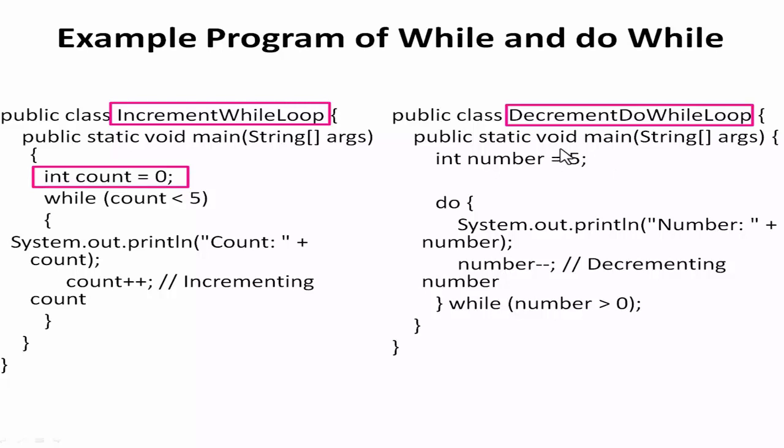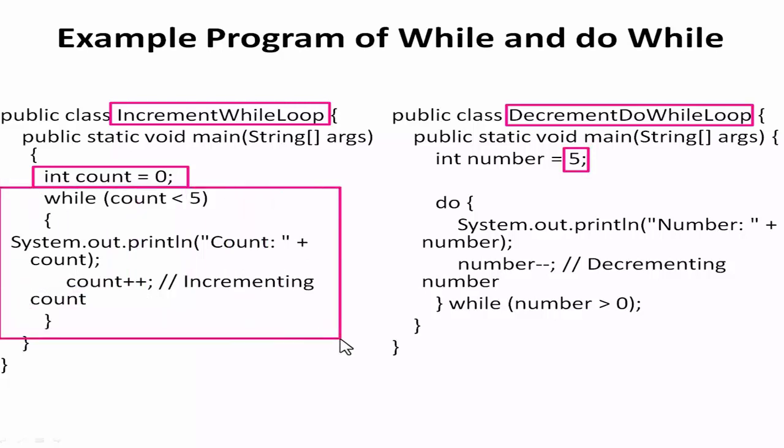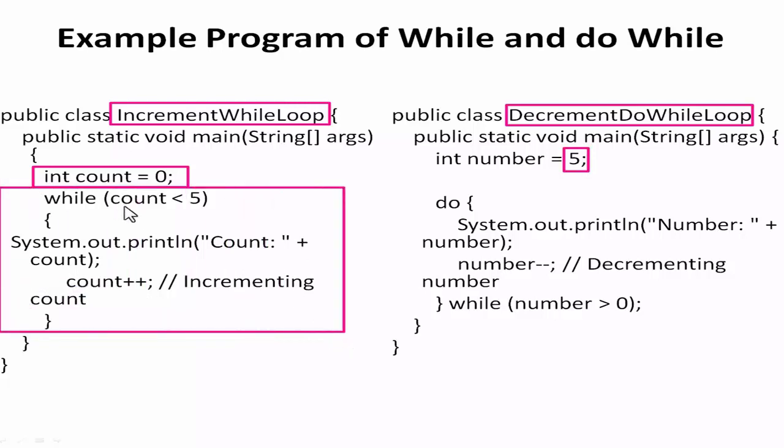So here you are going to decrement, 5 to 0 you are going to decrement. So here you are going to check the while condition. Whatever the value you are going to enter, so count is less than 5. So count is 0 initially. Until it is less than 5, it will be incremented.